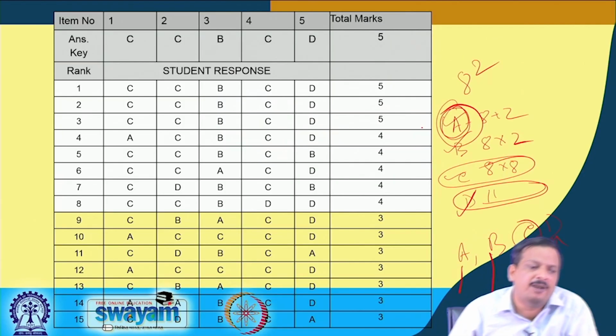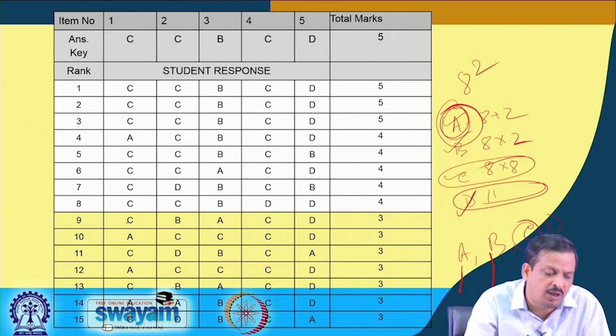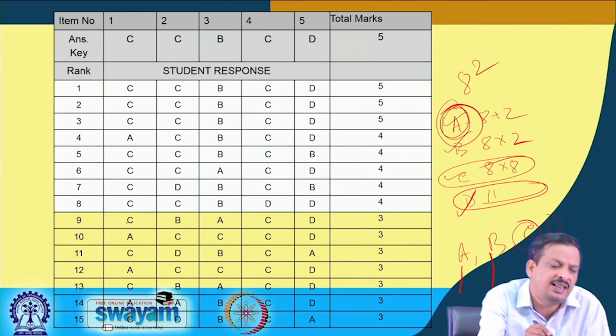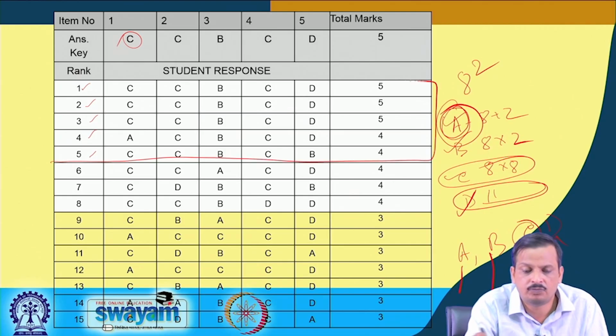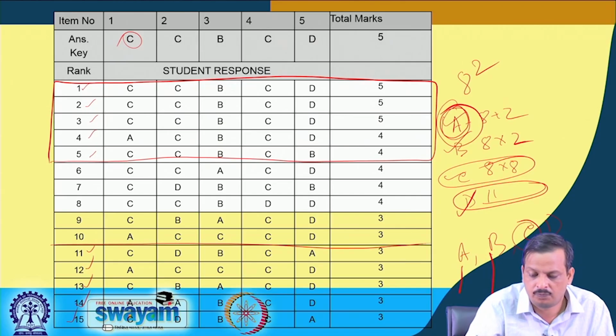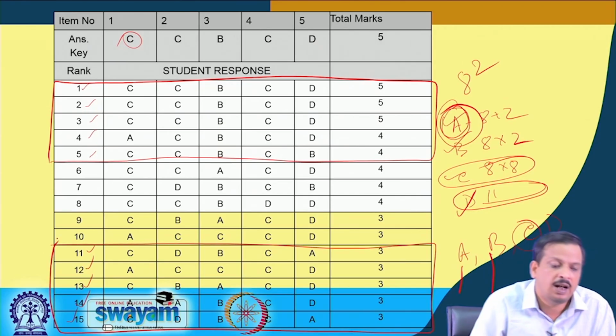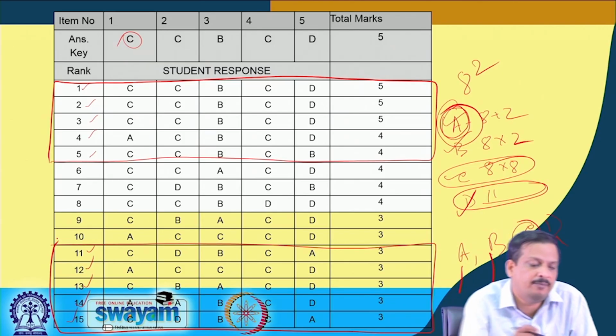Suppose, as an example, take test item number 1. Again, let us say there were 4 choices A, B, C, D and C is the correct answer. Now, if there are 15 students, then 1, 2, 3, 4, 5 is the upper group and 1, 2, 3, 4, 5 is the lower group. I want to find out the effectiveness of the distractor of choice A.